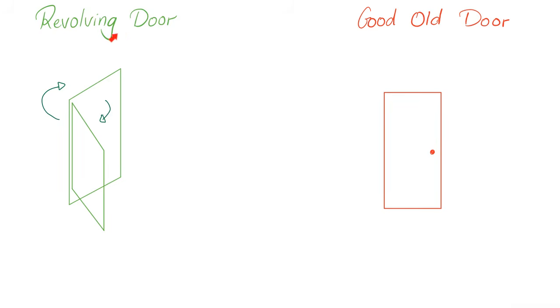Why do you think modern office buildings have revolving doors instead of the good old door? Oh yeah, because they are more aesthetically pleasing. What are you, a woke artist? No, revolving doors are more efficient.